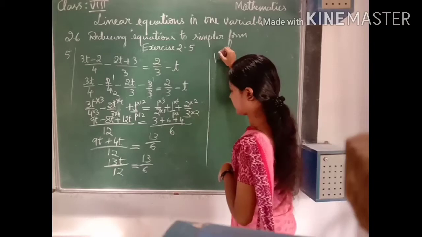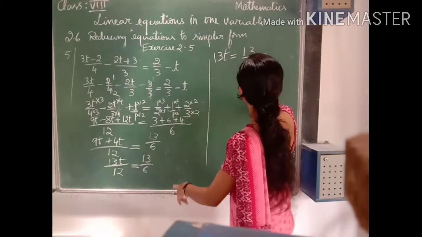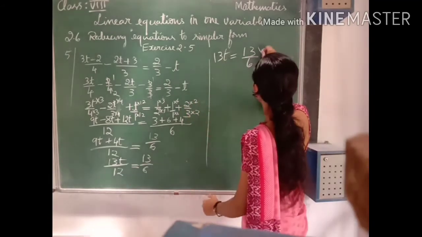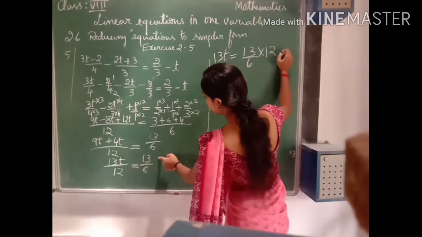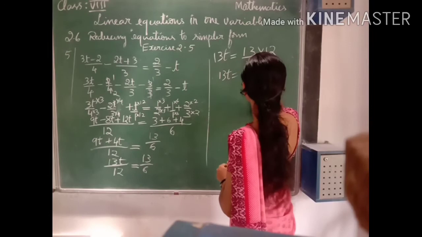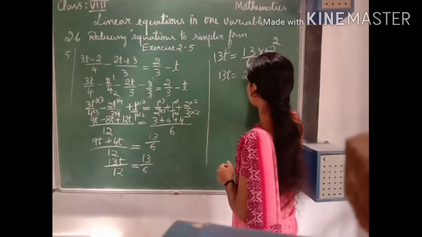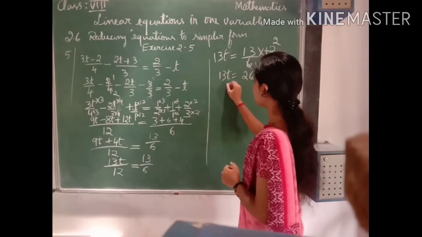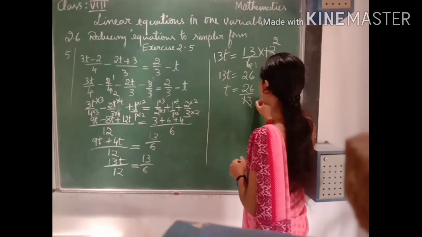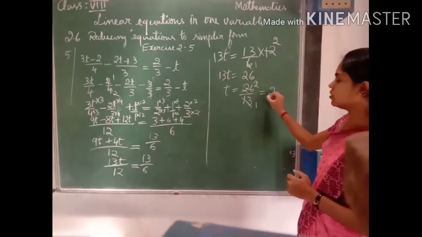So 13t divided by 12 is equal to 13 by 6. I will take this 12 to the right side. Division will become multiplication. 13t is equal to 6 ones are 6, 6 twos are 12, then 13 twos are 26. 13t is equal to 26. So t is equal to 26 by 13. That is equal to 13 ones are 13, 13 twos are 26. So the value of t is equal to 2.